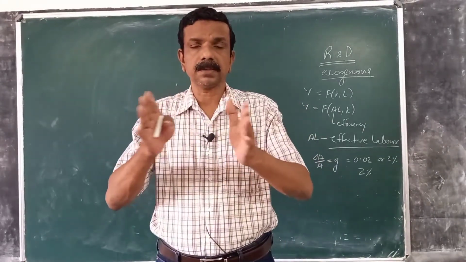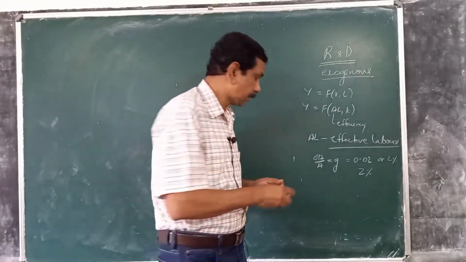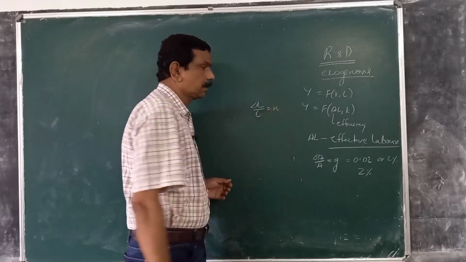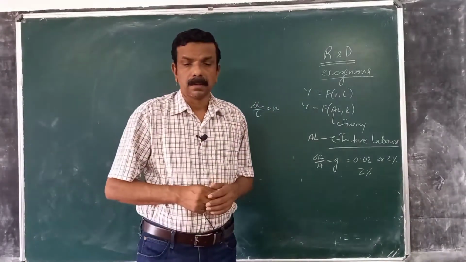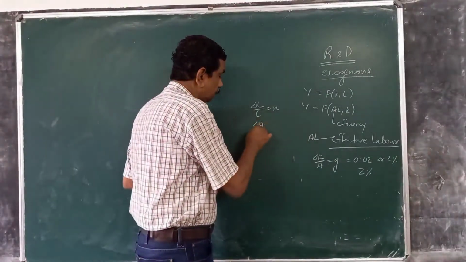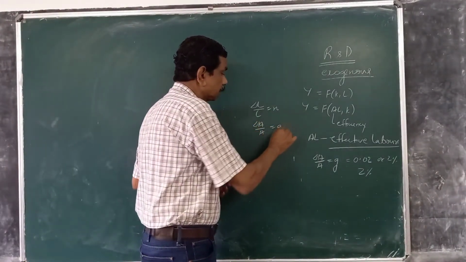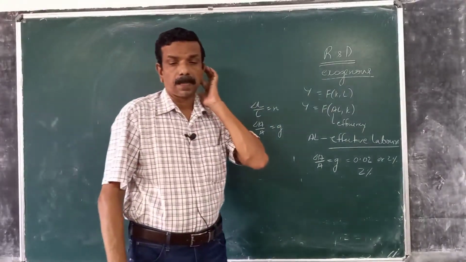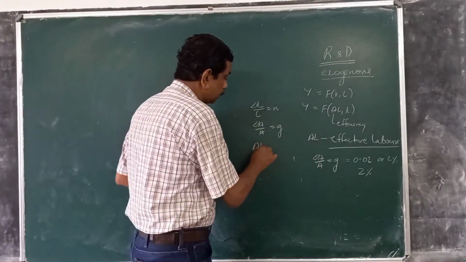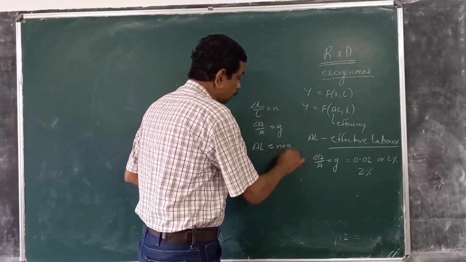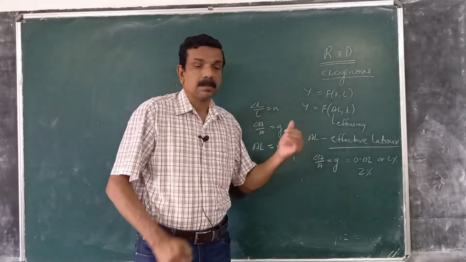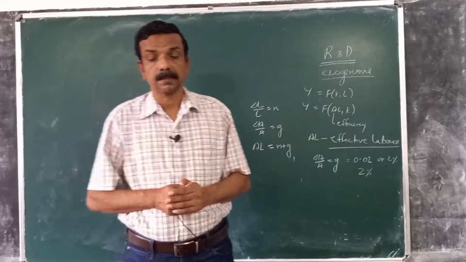So, the labor force is growing at a rate equal to n, delta L by L is equal to n, and efficiency is increasing at a rate equal to g. So, the number of effective workers AL is increasing at a rate n plus g. Effective workers is increasing at a rate n plus g.